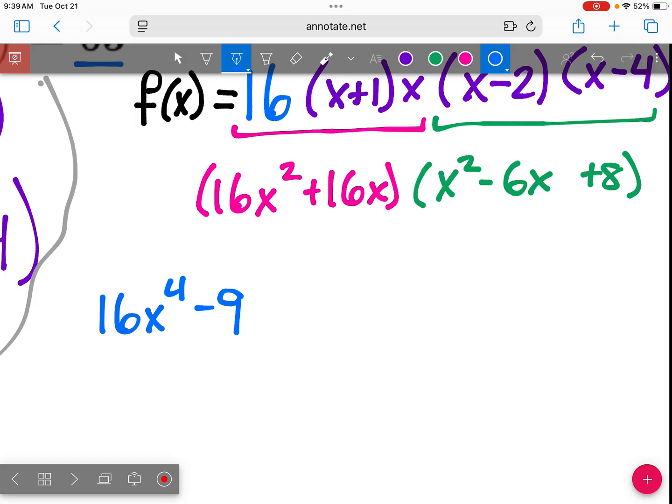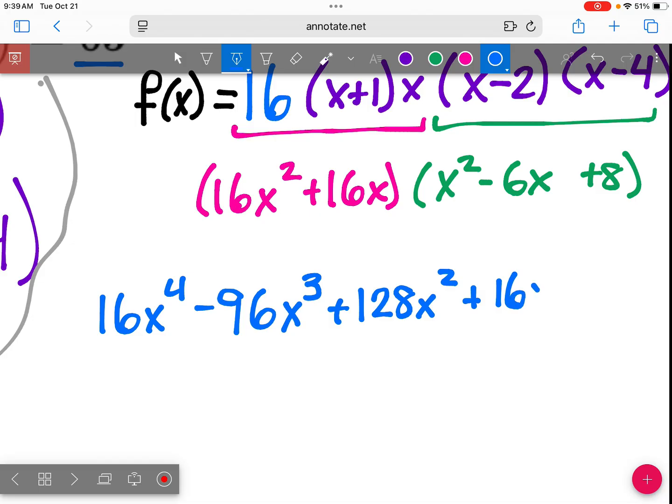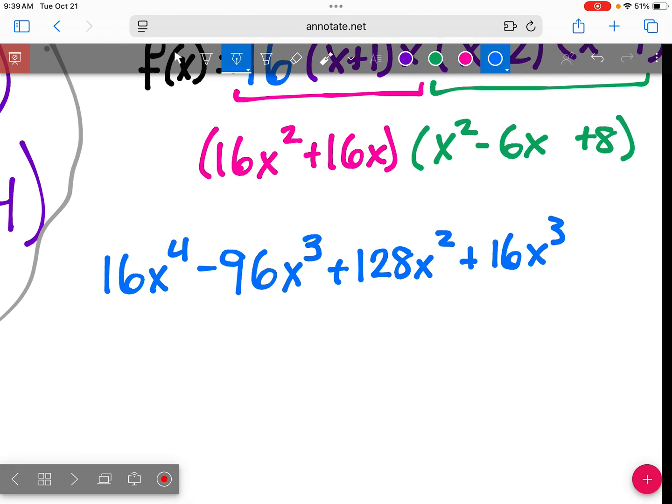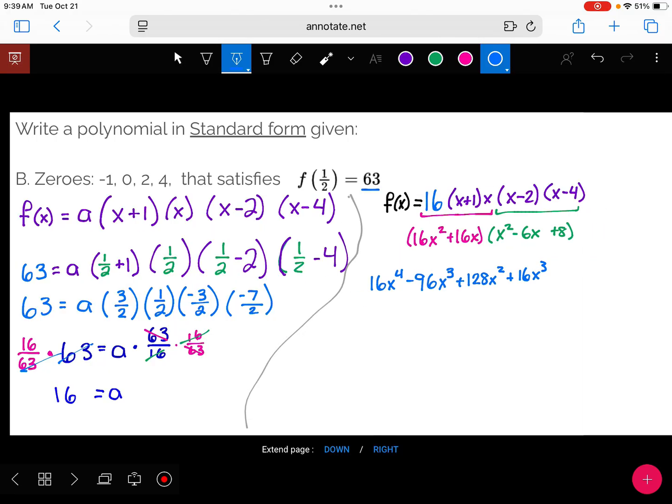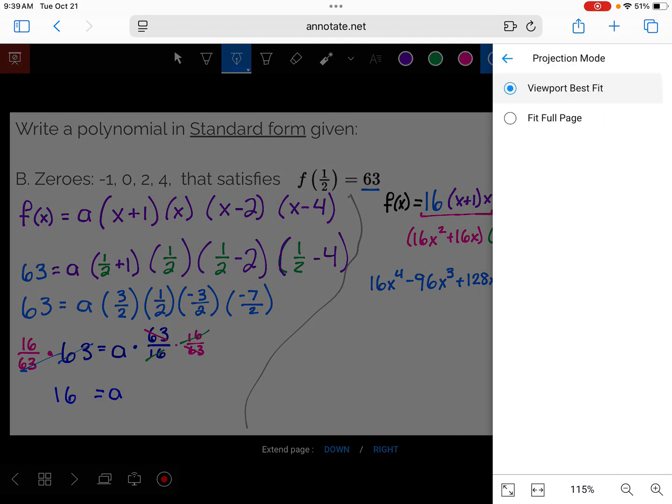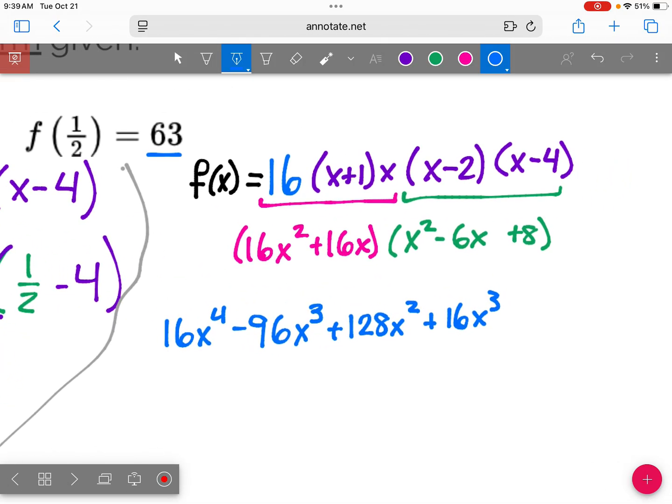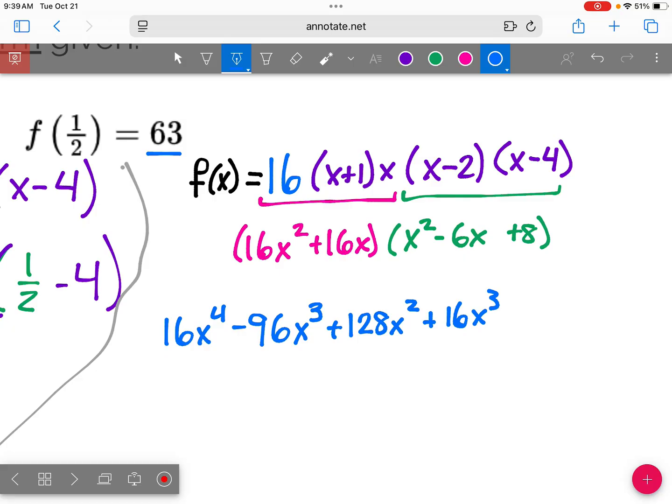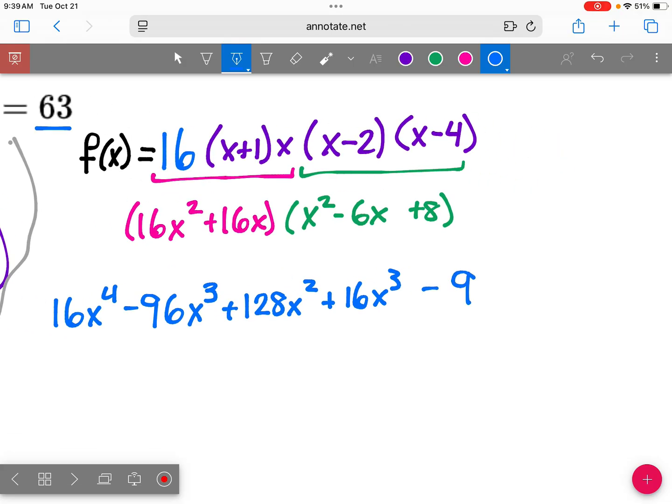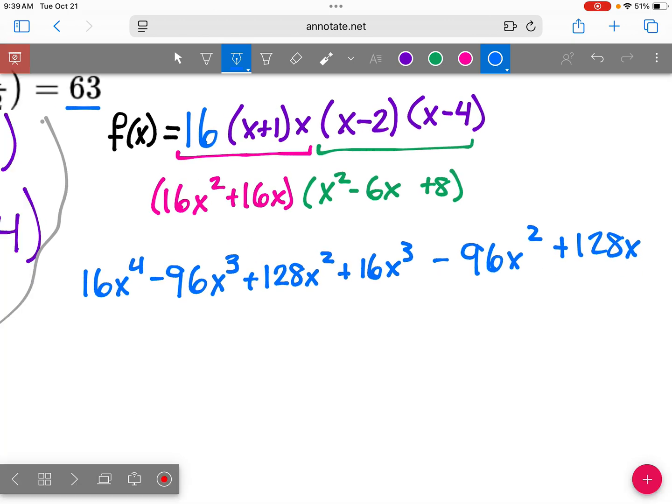And this is not combining my like terms, this is me showing my work. Minus 96x cubed plus 128x squared plus 16x cubed. I'm gonna run out of space. I'm gonna change the view real quick. Minus 96x squared plus 128x. So that's all those pieces fully multiplied out.